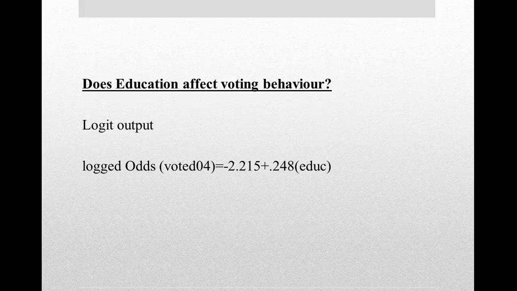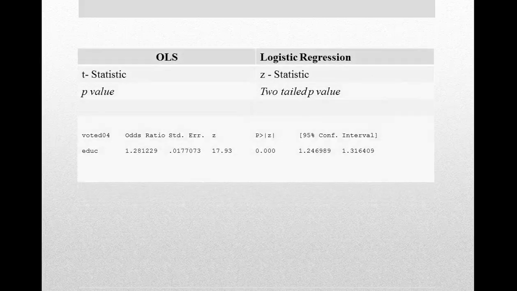But we want to ask ourselves if education has a statistically significant effect on the likelihood of voting. If you remember, in an OLS regression, Stata determines statistical significance by calculating a t-statistic and a p-value. In logistic regressions, however, Stata calculates a z-statistic and reports a two-tailed p-value.